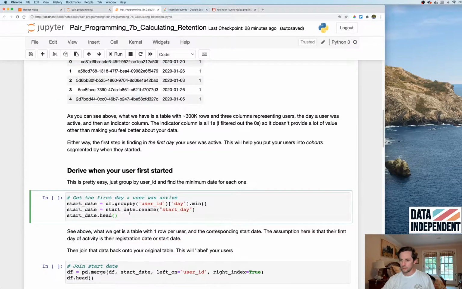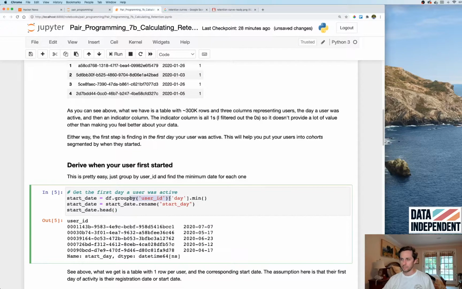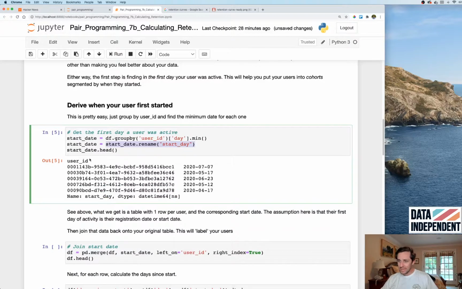So let me do this. I'm going to do that in pandas. Here's my group by. I'm taking the min, and then I'm just renaming it so I get a start day, which makes it easier. And all of a sudden, now you have a series with user ID, and then the minimum date on which this user started. So for example, 0090, this person started on April 17th, 2020, because that was their minimum day that we saw them for activity. Cool, makes sense.